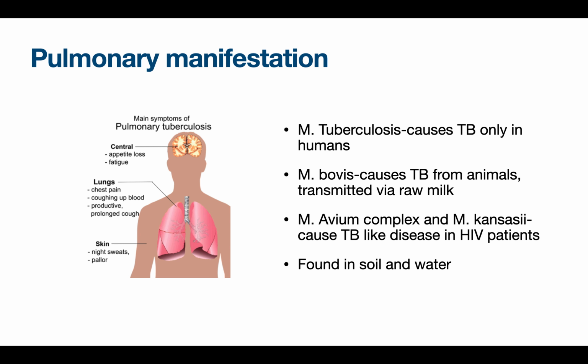It causes tuberculosis only in humans. Mycobacterium bovis is going to cause tuberculosis from animals, transmitted via raw milk. And M. avium complex and M. kansasii will cause a TB-like disease, but only in HIV patients. All these are going to be found in the soil and the water.